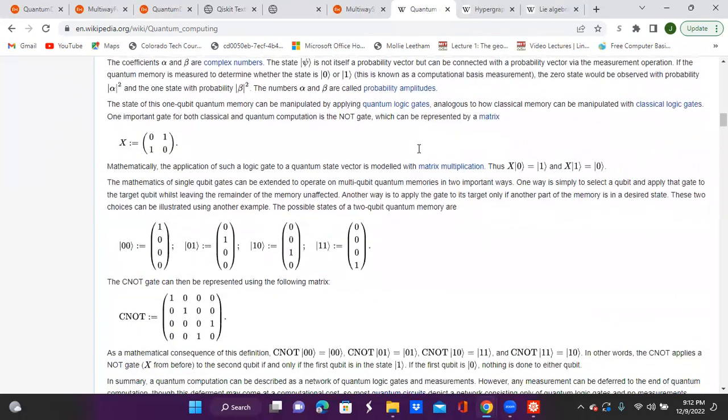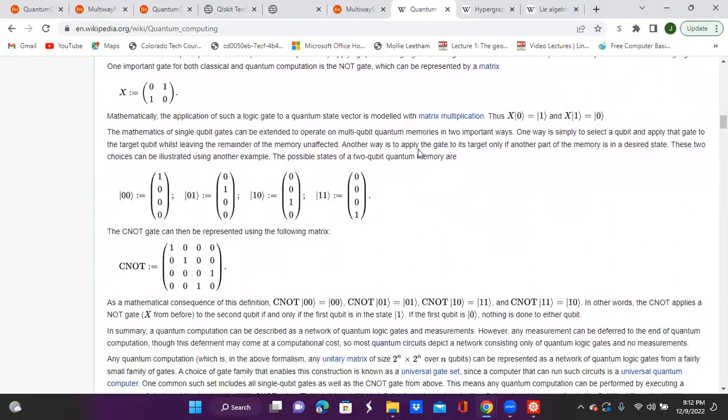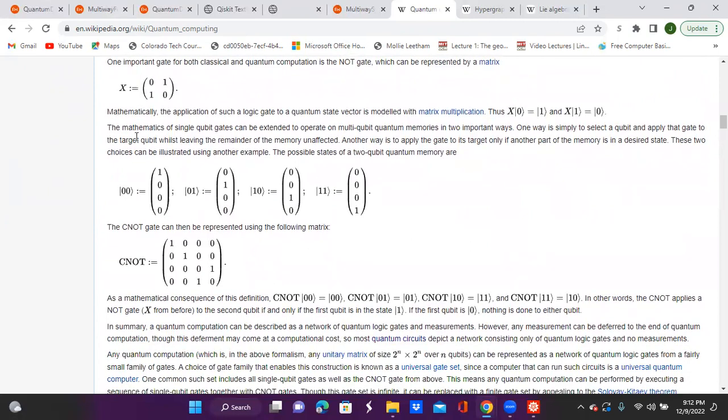The state of this 1-qubit quantum memory can be manipulated by applying quantum logic gates, analogous to how classical memory can be manipulated with classical logic gates. One important gate for both classical and quantum computation is the NOT gate, which can be represented by a matrix. Mathematically, the application of such logic to a quantum state vector is modeled with matrix multiplication.